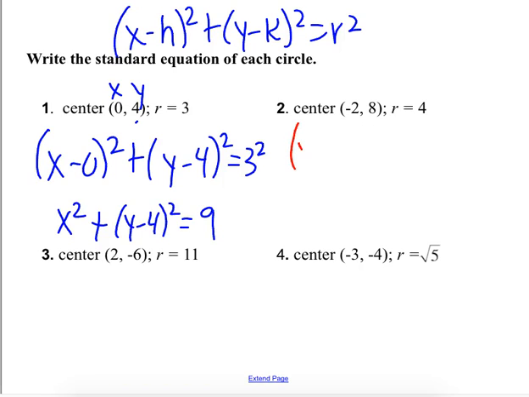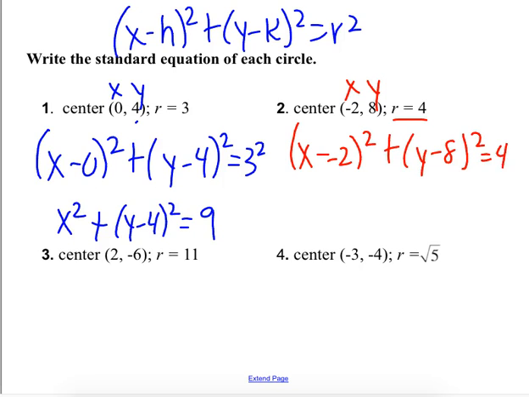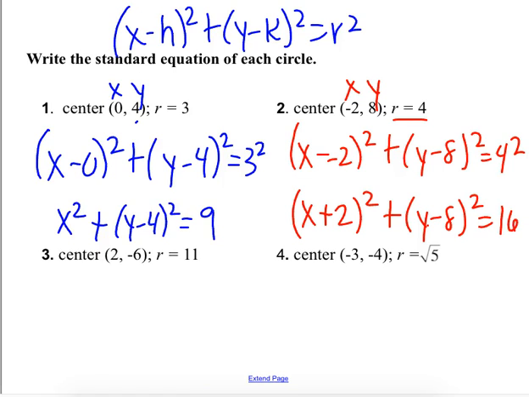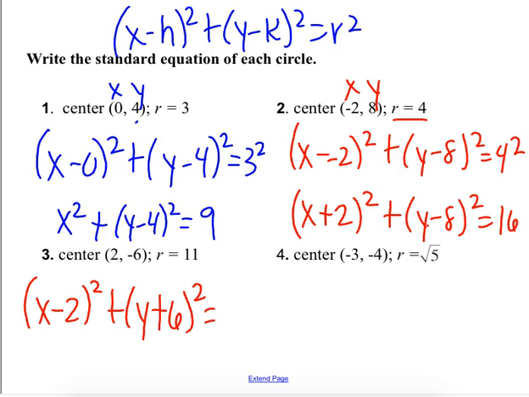Try it again. Here's my x coordinate, my y coordinate, and there's our r. So (x minus negative 2) squared plus (y minus 8) squared equals 4 squared. Minus minus turns to x plus 2, plus (y minus 8) squared equals 16. Okay, let's see if we can do it without writing up two steps. So again, (x minus our x coordinate) squared plus (y minus our y coordinate), but minus minus would be positive 6 squared, and then 11 squared is 121.